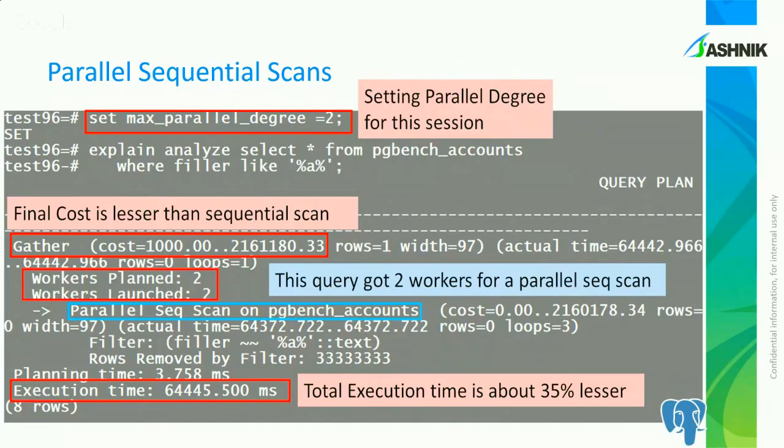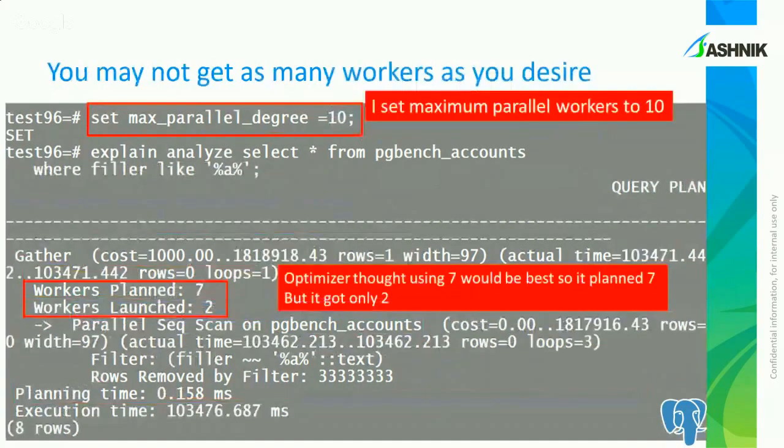And as you can see, I don't have to do anything to get this. I don't have to change my query at all. I just have to set this parameter, max parallel degree. You may not get as many worker processes as you would want, or as you think is appropriate. For example, I'm trying to execute the very same query once again, but this time I've set my maximum parallel degree to 10.